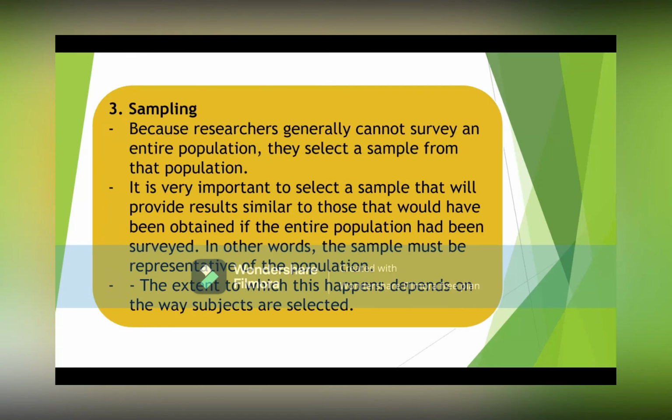3. Sampling. Because researchers generally cannot survey an entire population, they select a sample from that population. It is very important to select a sample that will provide results similar to those that would have been obtained if the entire population had been surveyed. In other words, the sample must be representative of the population. The extent to which this happens depends on the way subjects are selected.